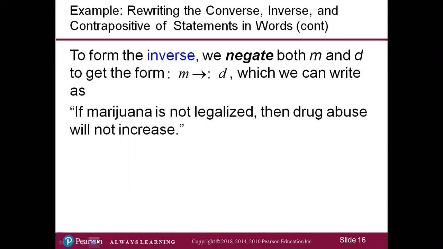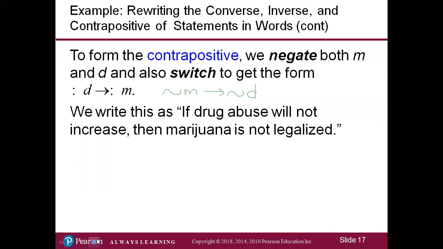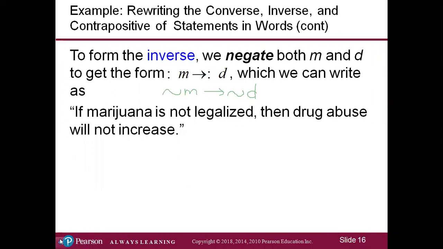To form the inverse, we negate both M and D to get the form of not M implies not D, or if not M, then not D. If marijuana is not legalized, then drug abuse will not increase. I read that wrong. If drug abuse will not increase, then marijuana is not legalized. Oh, I see. Sorry. I switched the page on myself. Okay, let's go back. If marijuana is not legalized, then drug abuse will not increase. Clear that screen and then move on.